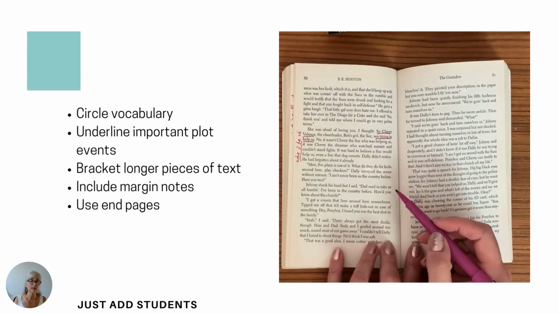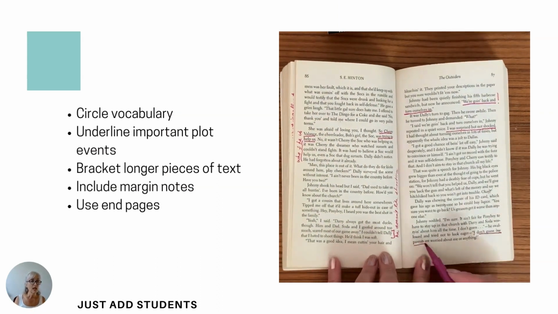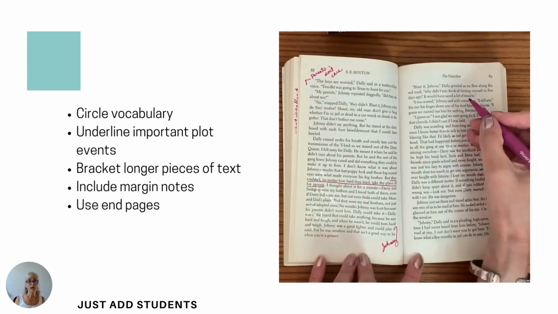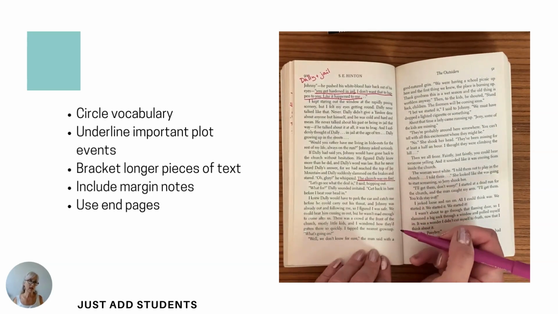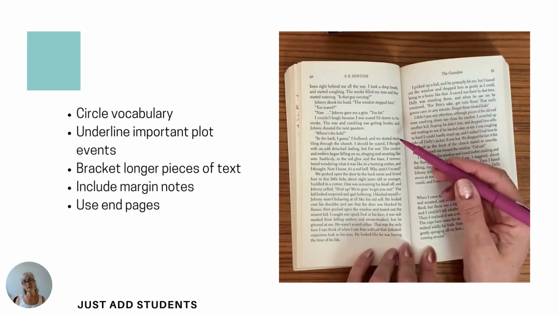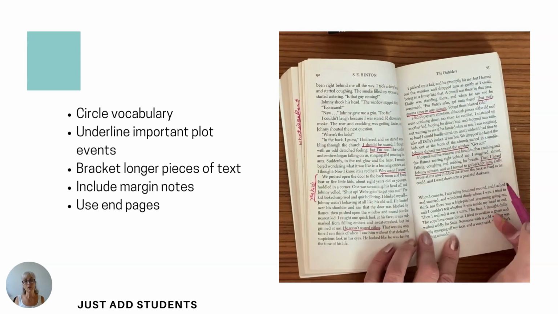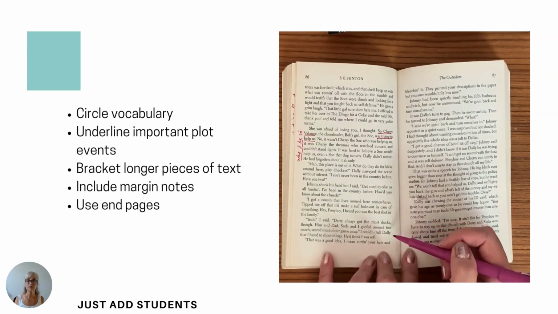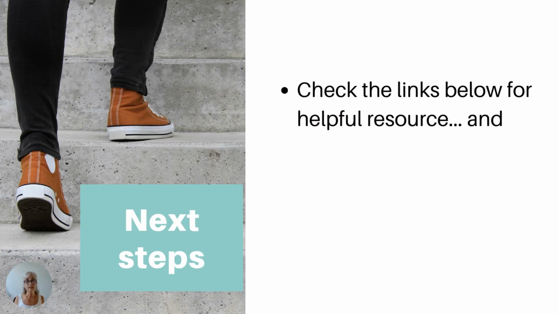So I've made a quick video showing me just annotating a few pages in The Outsiders. And you can see that I circle new vocabulary words as I come to them. I'm underlining important plot points and bracketing longer pieces of text. And I've included margin notes so that I know what's happening. So when I go back to trying to find something within a text, I can find it easily because I have those margin notes.